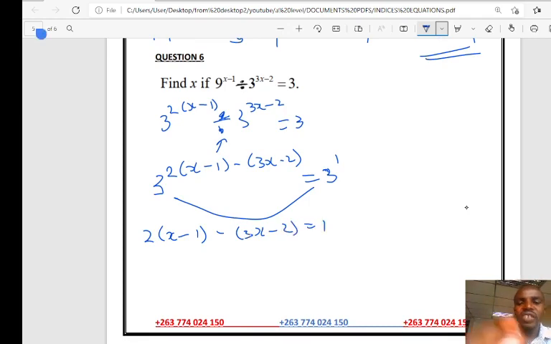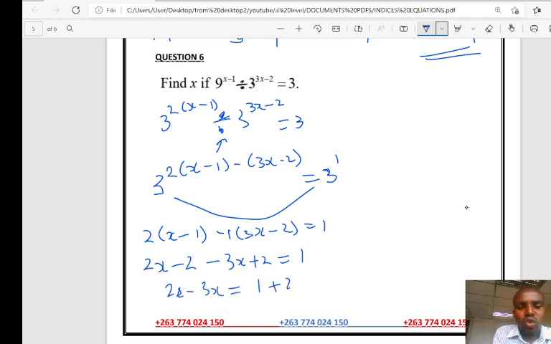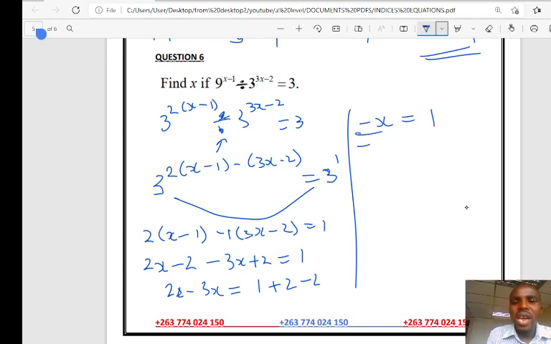That's the power on the left, equated to the power on the right side of the equal sign. Then put 1 to remove the brackets here. 2 times x, 2x minus 2 minus 3x, then plus 2 is equal to 1. Collect like terms now. 2x minus 3x is equal to 1 plus 2 minus 2. You'll be left with 2x minus 3x, which is minus x, is equal to 1. Then divide by minus 1 on both sides, you get x is equal to minus 1. Then you can say you are done.